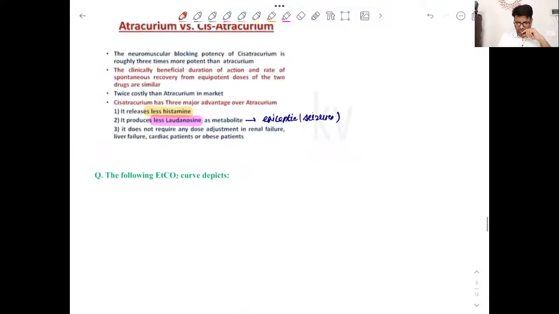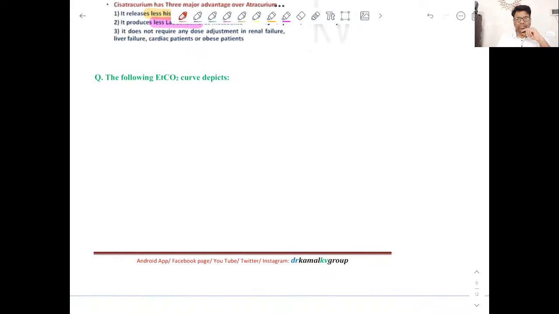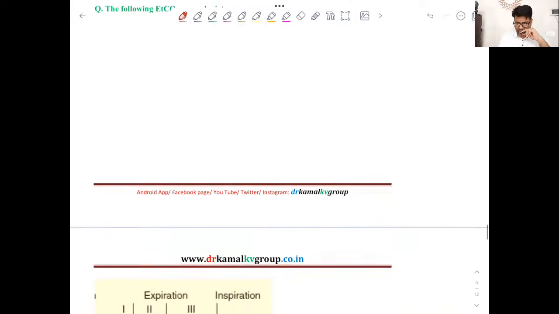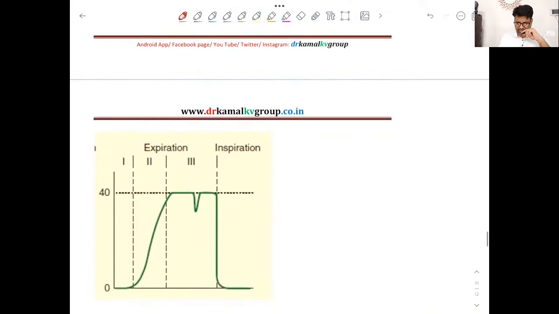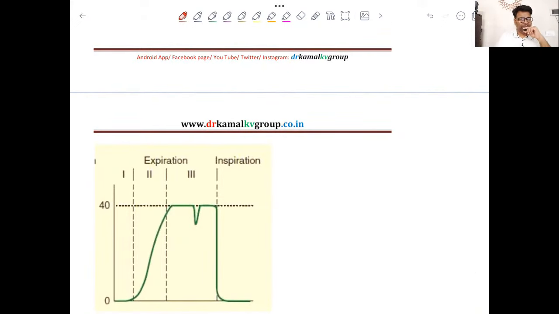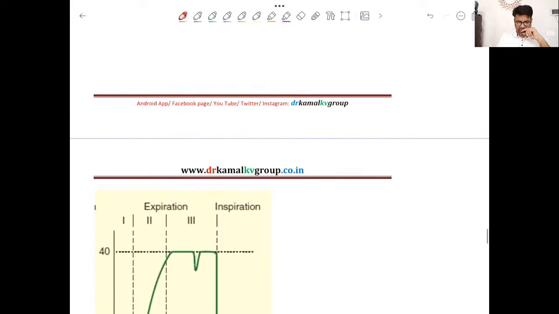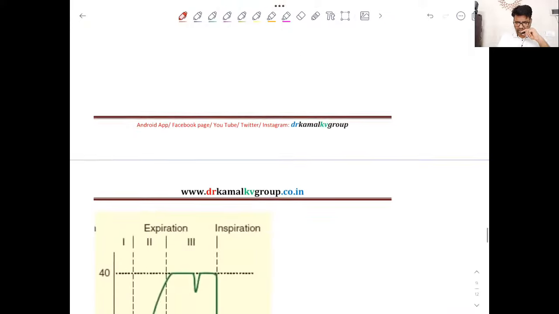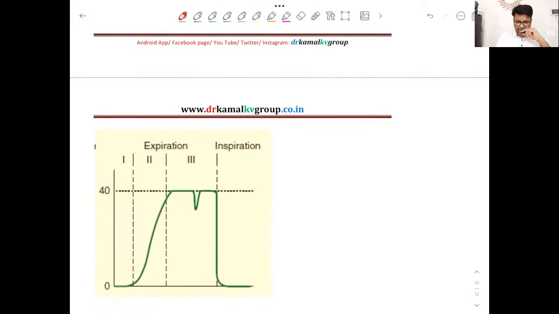Right. Chalo. Now we will take the end-tidal CO2 curve, and the curve is something like this. Now what can you expect or what can you say considering this end-tidal carbon dioxide curve or capnogram? Any idea? The additional thing which you can see in this curve is a dip here, right?